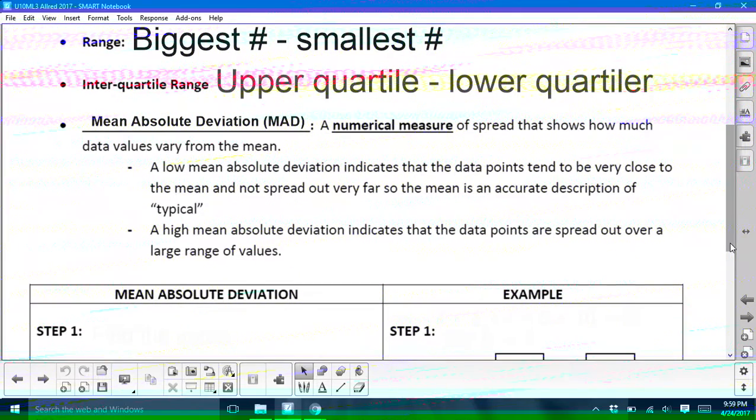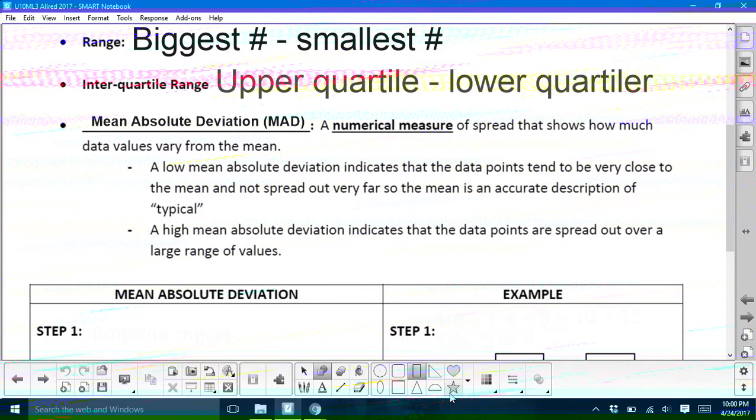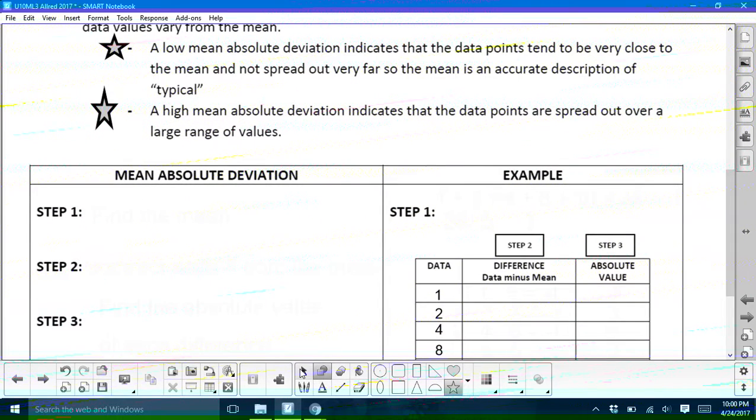If you have a very low mean absolute deviation, that would tell you the data points are pretty close together. They're pretty typical. If you have a high mean absolute deviation, that would tell you that the data points are pretty far apart. Maybe they're not as consistent. What I'm going to do is look at one example with you, and then I'm going to talk about another one with you.